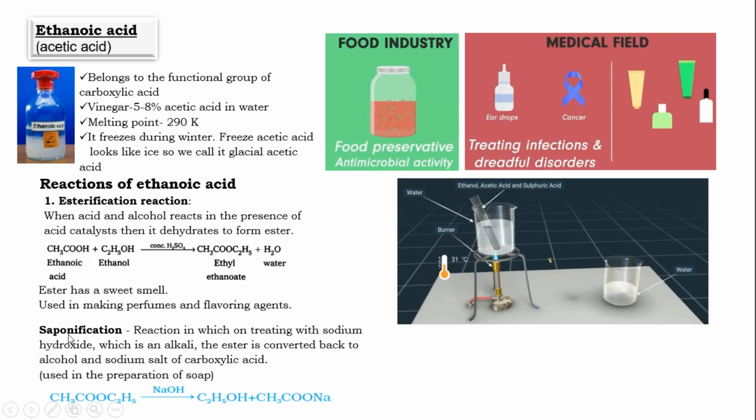The next reaction is saponification. The reaction in which, on treating with sodium hydroxide, NaOH, which is an alkali, the ester is converted back to alcohol and the sodium salt of carboxylic acid. So saponification tells you that in the presence of sodium hydroxide, the ester, that is the RCOOR compound, gets converted back to alcohol and the sodium salt of carboxylic acid.